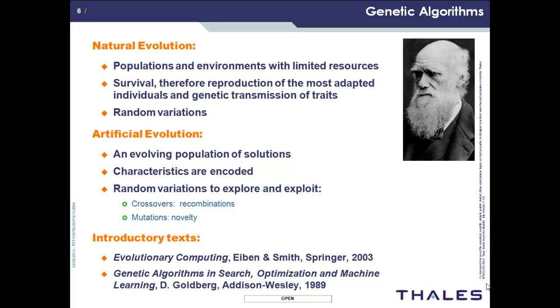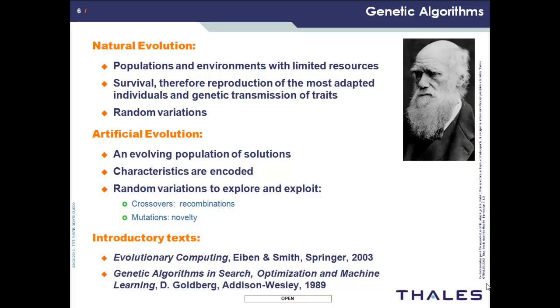Computer scientists found these principles very interesting and applied them to the solving of engineering problems, saying that it was interesting to evolve a population of solutions instead of a single one, and that characteristics should be explicitly encoded for that purpose, as a binary string of parameter settings, for example.